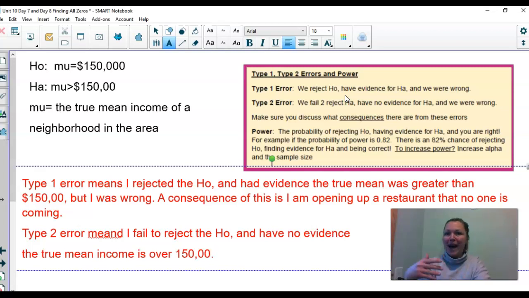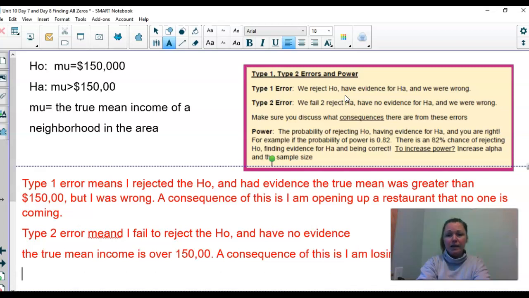What is a consequence of that? Well, now I'm not opening up the restaurant, and I should have. I'm losing out. A consequence of this is I'm losing out on potential profits. All right, so that's a type 1 error, and that's a type 2.